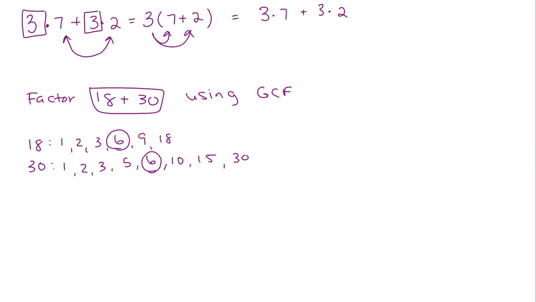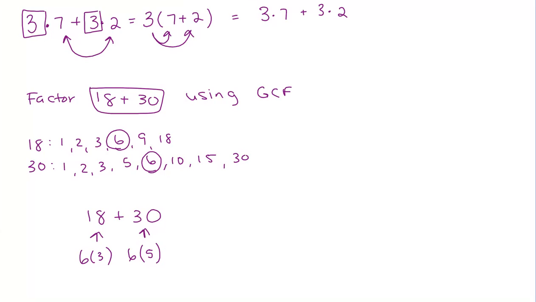Okay, so let's look at 18 plus 30. We want to rewrite each of these as a product of 6. So what times 6 is 18? Well, 6 times 3 is 18. And what times 6 is 30? Well, 5 times 6 is 30. So we see here, they're both now written as products of 6.